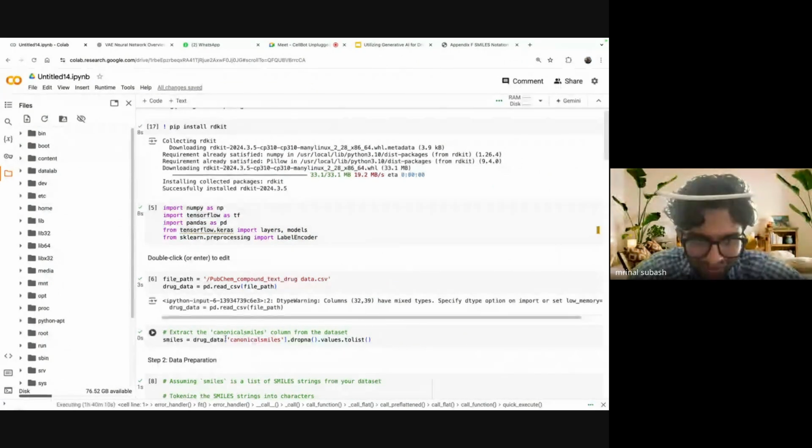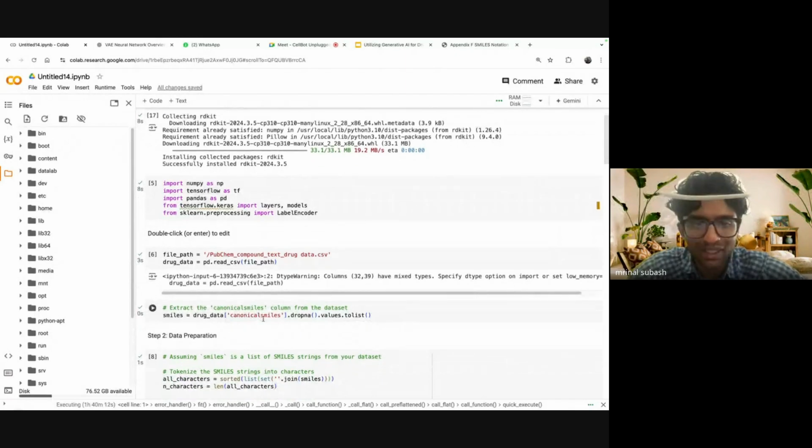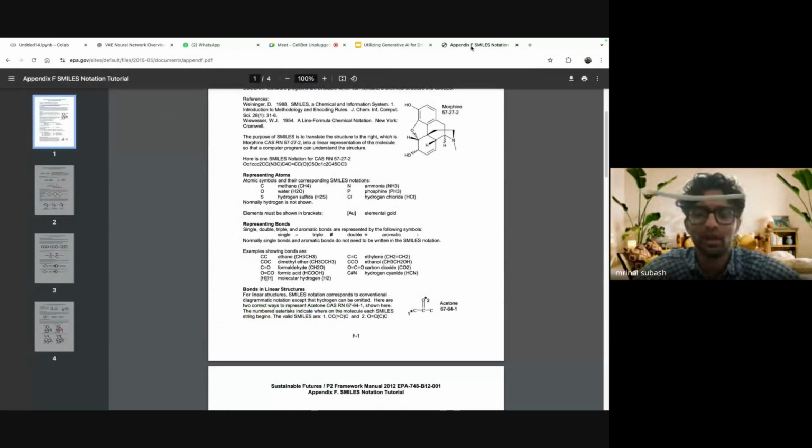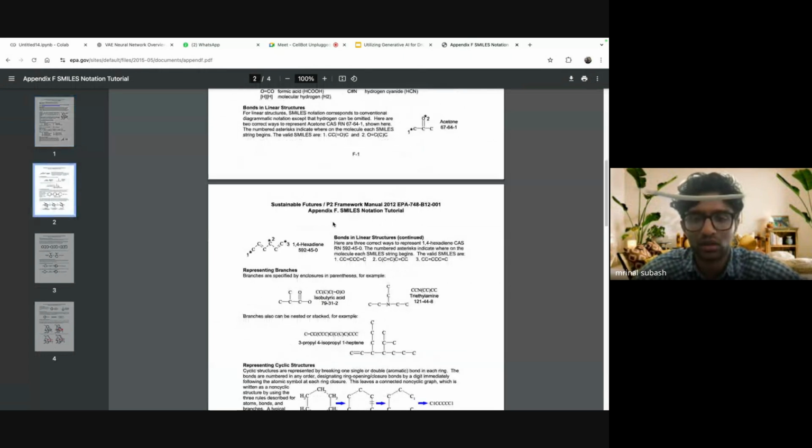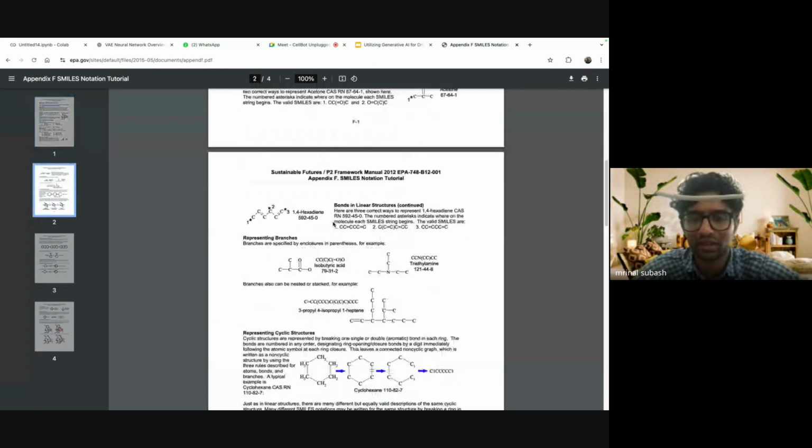I am accessing this column called canonical SMILES within this particular CSV file. There are a number of columns here, but the column that I'm interested in is canonical SMILES, because it represents the chemical compound molecules in this format, the SMILES notation format. So it represents all of these chemical molecules in a linear fashion.